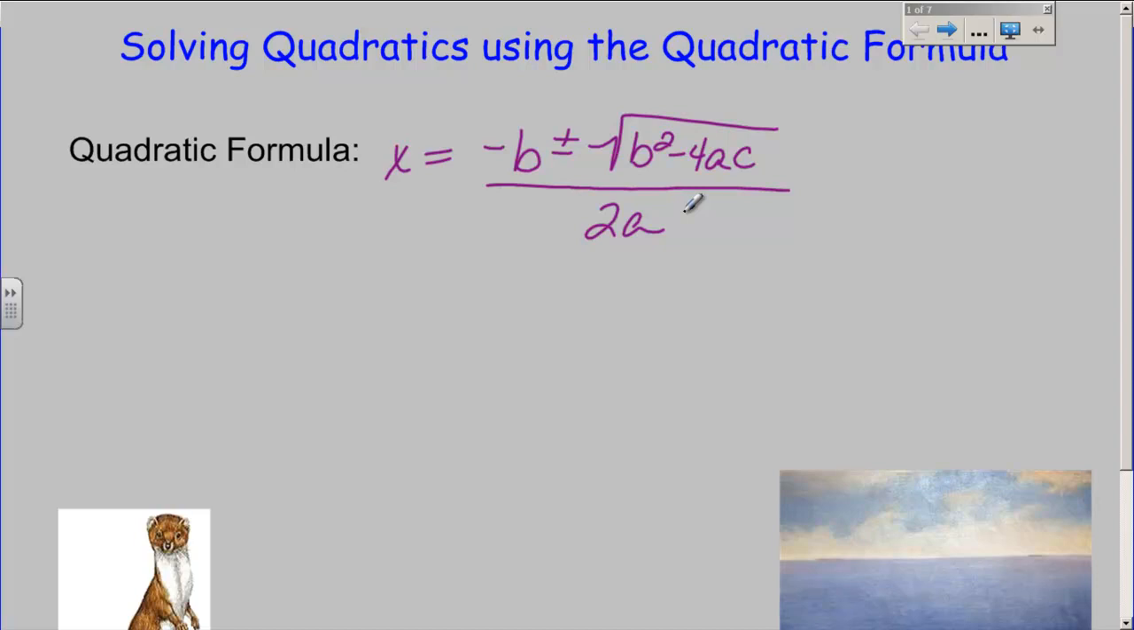It goes x equals negative b plus or minus square root b squared minus 4ac all over 2a.